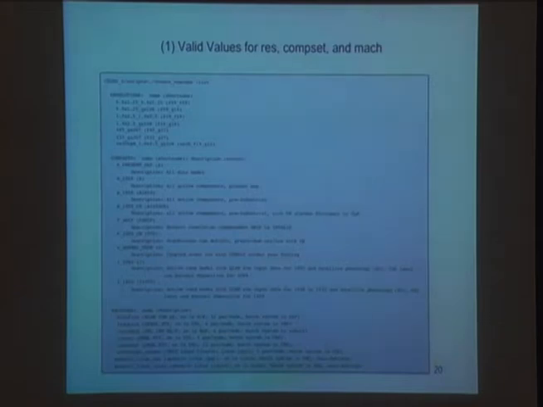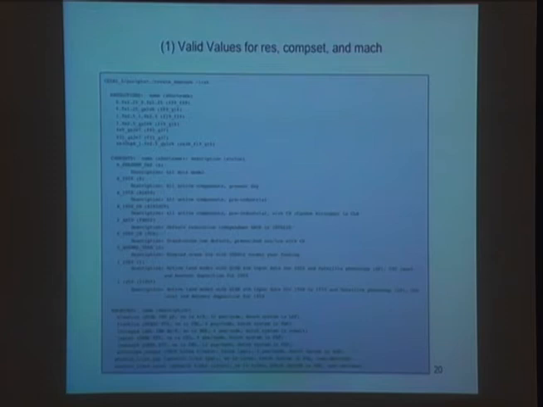Okay, you can run this create new case command with a -list option, and it'll tell you all your valid choices for the things I just mentioned. At the top there's a bunch of resolution choices, followed by a bunch of comp set choices. Here it tells you that a B comp set is all active models, or an F is data ocean. And finally at the bottom there's a bunch of machines that you can choose from.